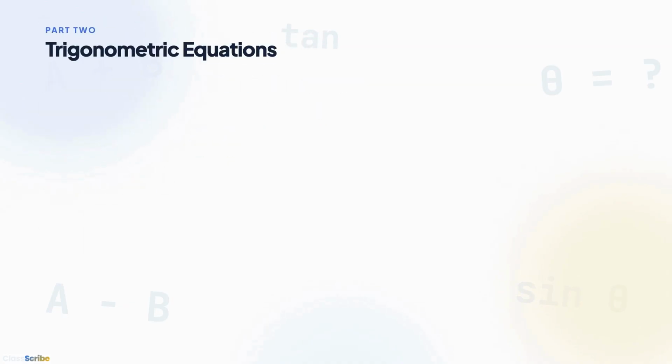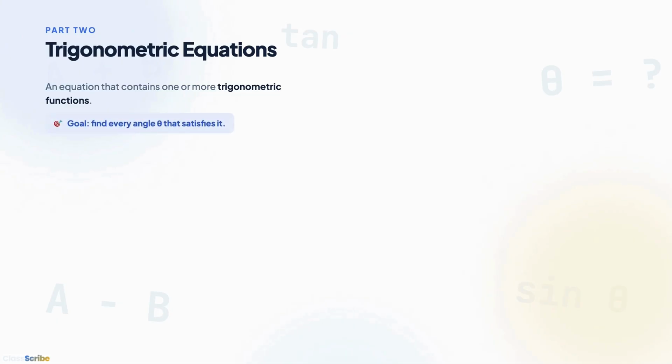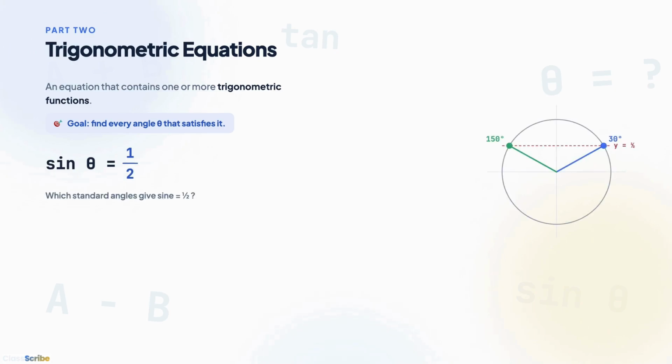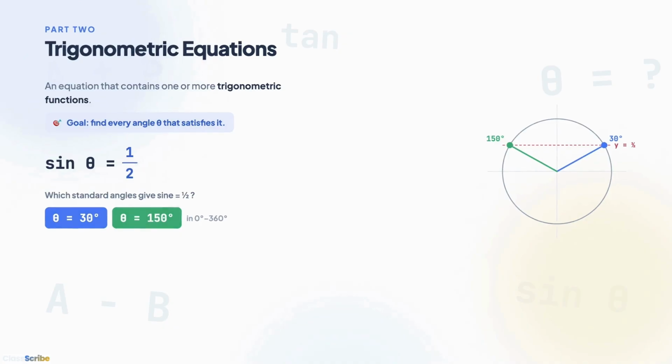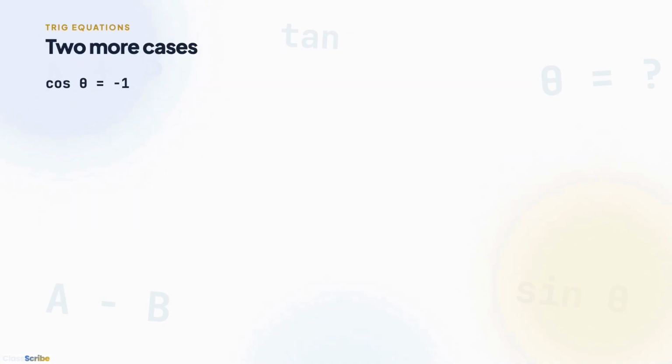Now let's understand trigonometric equations. A trigonometric equation is simply an equation containing one or more trigonometric functions. Our goal is to find the angle that satisfies the equation. For example, suppose sine theta equals 1 upon 2. Think about the standard angles where sine has this value. The answers are 30 degrees and 150 degrees. Therefore, within 0 to 360 degrees, these are the required solutions.